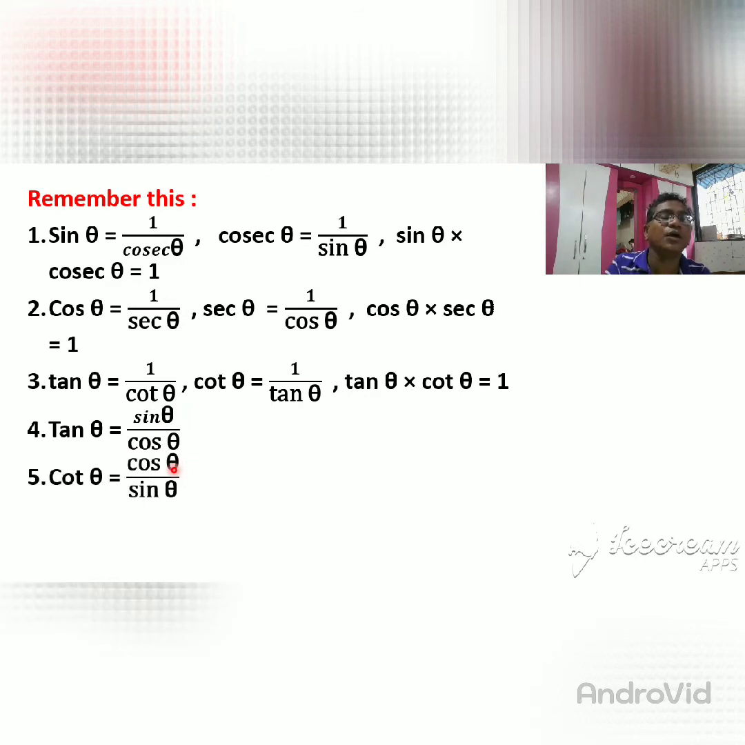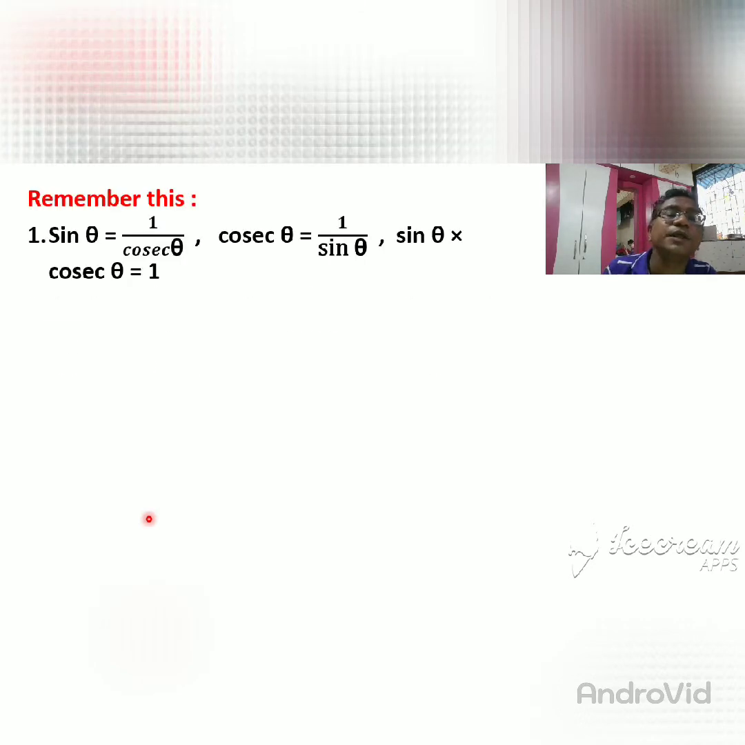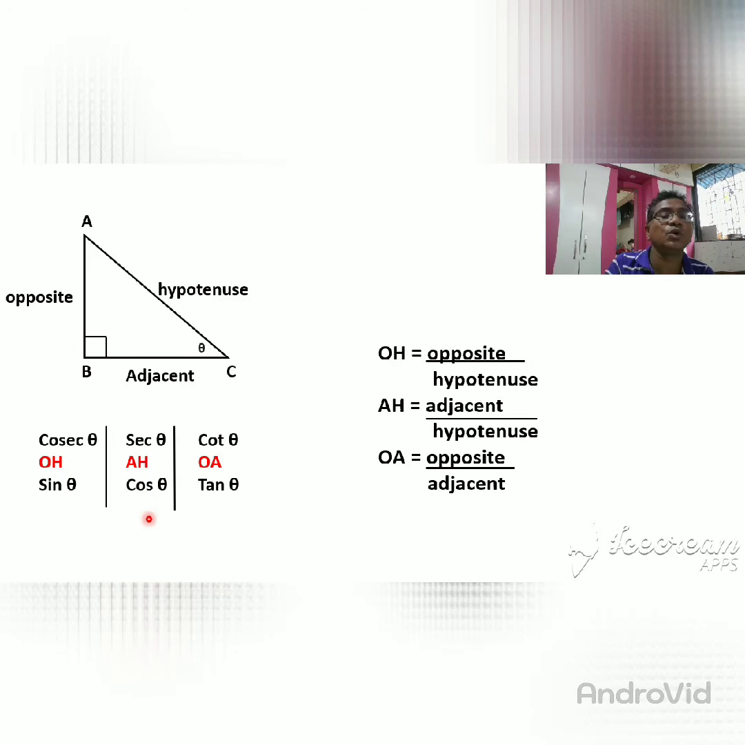Then cot theta is equal to the reciprocal of this, meaning the denominator becomes the numerator and the numerator becomes the denominator. So cot theta is equal to cos theta upon sin theta. This is how you remember it, and I will explain it with the help of a diagram also. See, first sin theta is equal to 1 upon cosec theta. Why? Because sin theta is equal to opposite divided by hypotenuse. So sin theta is equal to 1 upon cosec theta, hypotenuse divided by opposite. If you take cosec theta, then cosec theta is equal to 1 upon sin theta.